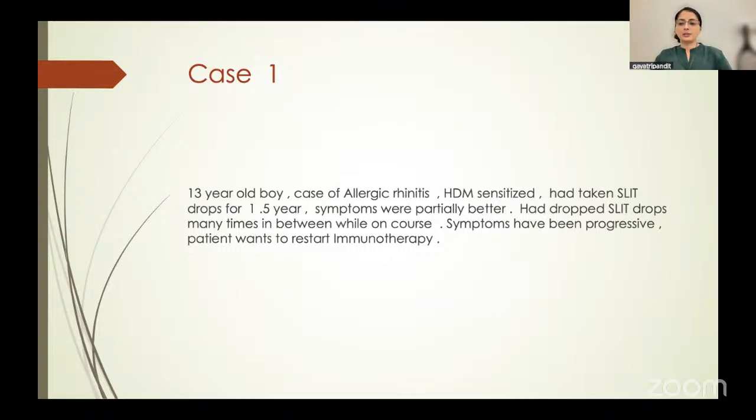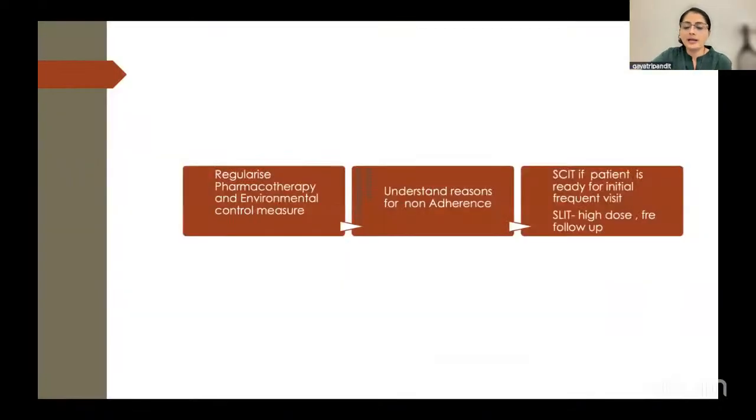Now we need to restart immunotherapy, but we also need to understand certain factors, such as what modality of immunotherapy I would want to take. My workup for this patient would start, again, with regularizing the pharmacotherapy and environmental control measures. Many times they feel their disease is not totally under control, and they expect that once you start immunotherapy, all their pharmacotherapy should be off and they would stop it by themselves. So I need to give them realistic expectations, and tell them that I will let go of the pharmacotherapy quite hand in hand.